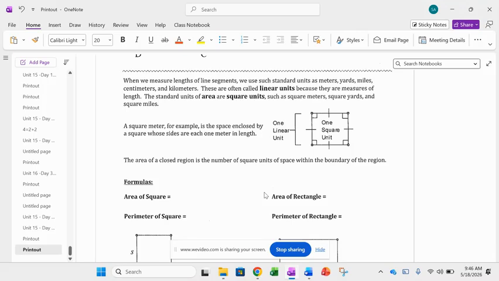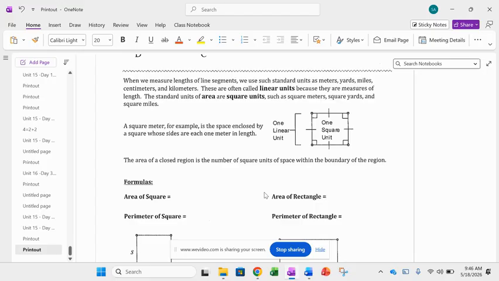Area, we're talking about just two-dimensional shapes right now and how much we can fill. Like, for example, if I'm finding the area of this floor, the floor is a two-dimensional shape. So I want to know how much, if I wanted to paint it, how much area does the floor cover?